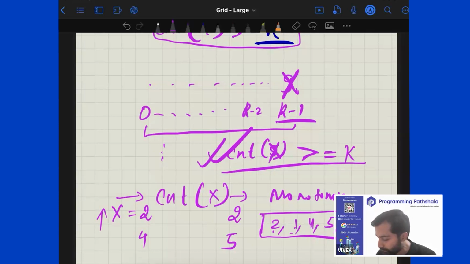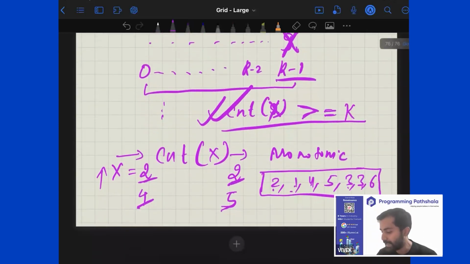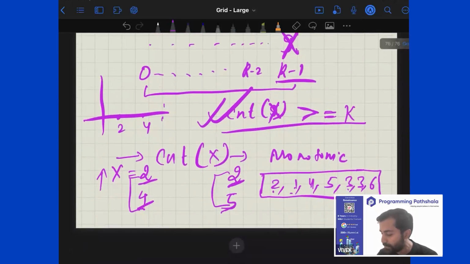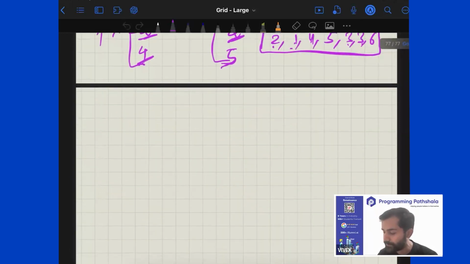Do you see that if my input is increasing, then the output is also increasing? And that is exactly the trait of a monotonic function. If you go from point 2 to point 4, then the height increases. If your input increases, then the output also increases. And it's common sense that it will be a monotonic function. Why is it common sense? Think of it in this manner.